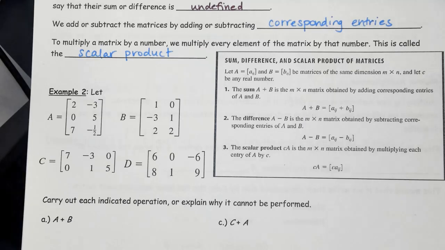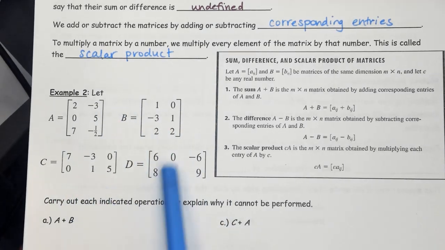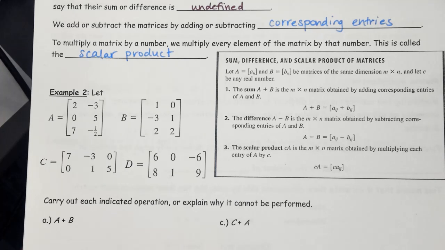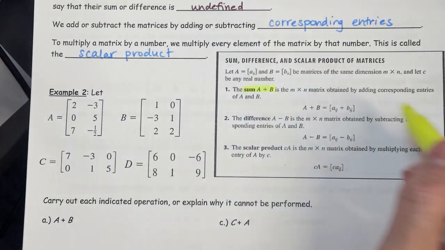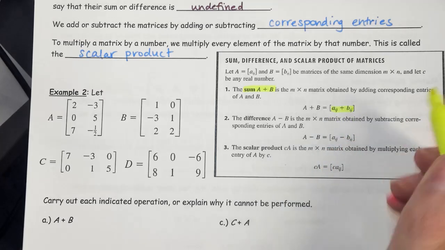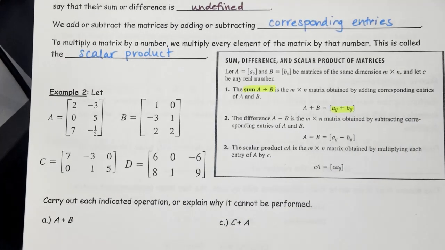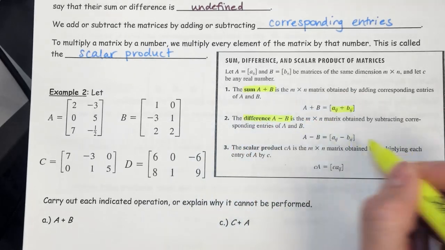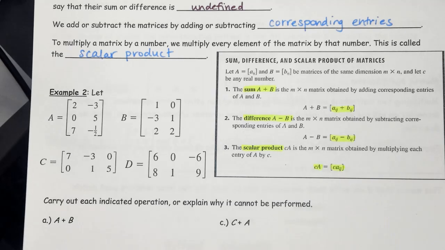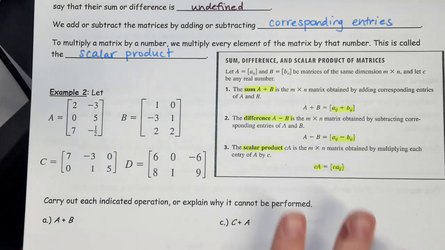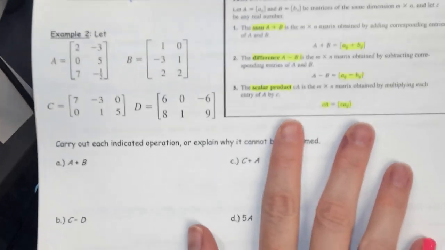Okay, so in example 2, we're going to be using these matrices, A, B, C, and D. I took this information box from your textbook, so when you're finding the sum, you are just going to add the values in that position. So that's Aij plus Bij. Remember, i is the row, j is the column. For the difference, you're going to subtract those, and for the scalar product, you're going to multiply each entry by that constant term.